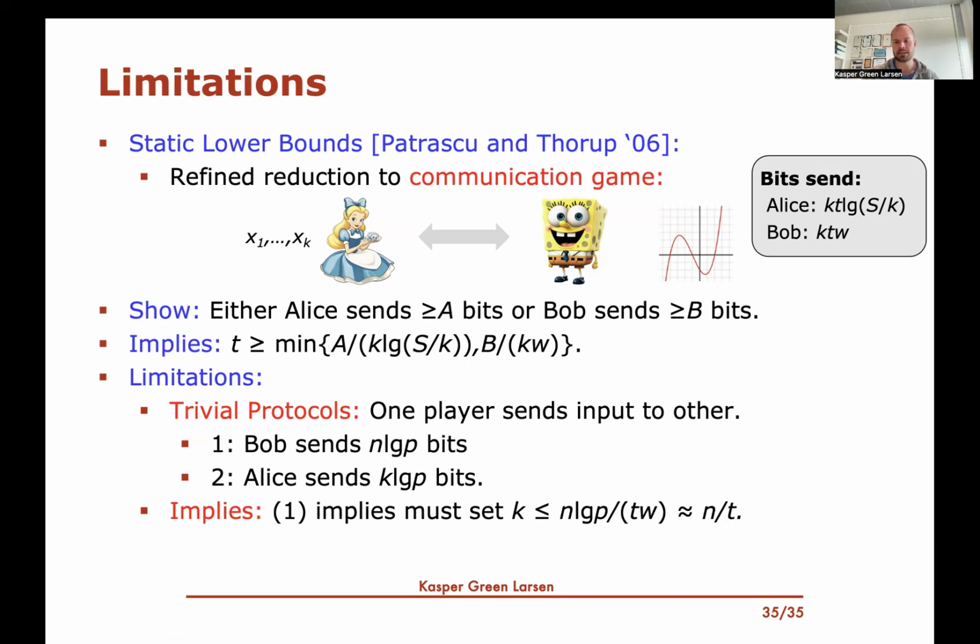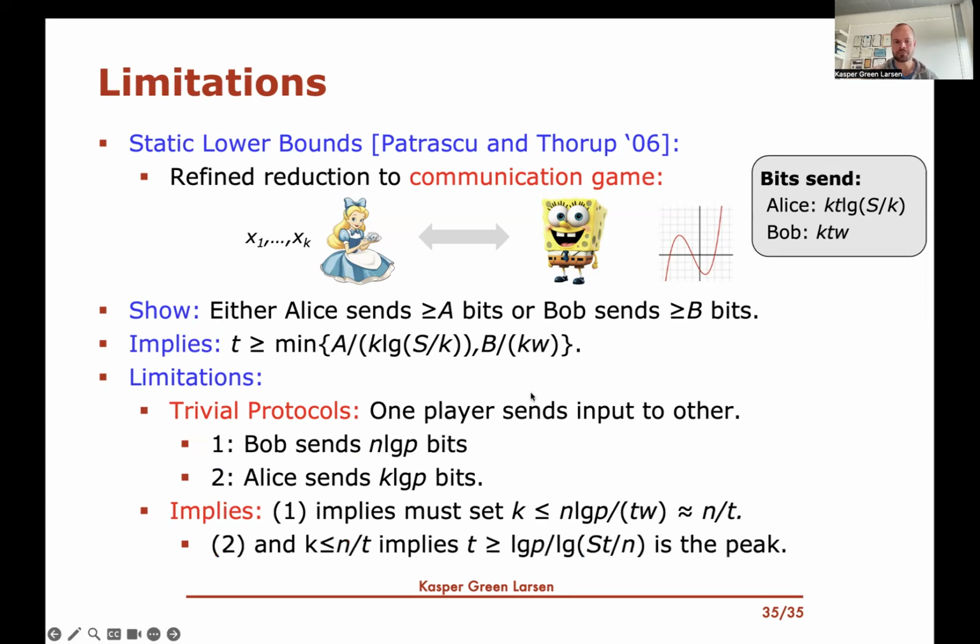If this is the K we choose, then the lower bound we get from Alice's communication is not too high. Because we can never hope to prove that Alice has to send more than K log P bits, if we insert this for A, then we get K log P divided by K log S over K. The two Ks cancel out. So we can never hope to prove anything higher than log P over log ST over N. So this is really the peak of the lower bound technique.